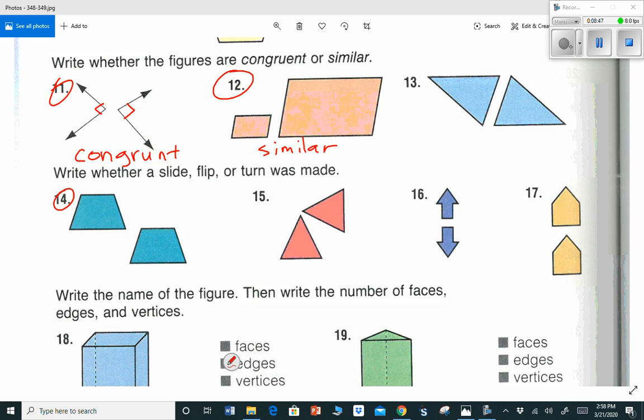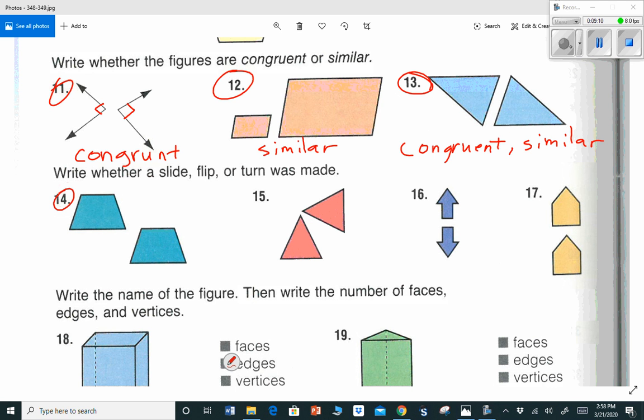Number 13, they're getting a little tricky here. They look like they're the same, and they are, so they are congruent. But with shapes like that, not just angles, if they are congruent, they are also considered similar. That's a little confusing, I think.